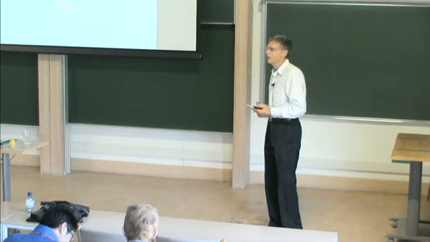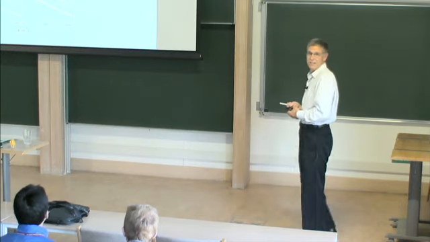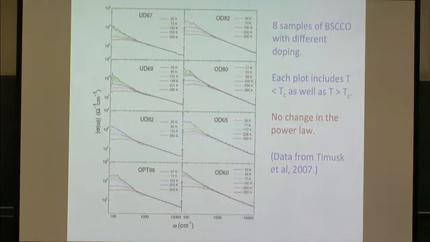In our gravity model, you go to the data, and you see exactly the same thing. So this is now 8 different samples of BISCO, which differ in doping. You start with some underdoped sample with critical temperature 67. You increase the doping, there's an optimally doped sample with temperature 96, and then you go to an overdoped regime, and the critical temperatures drop again. Each of these plots is a log-log plot of the absolute value of the conductivity as a function of frequency for a range of temperatures.